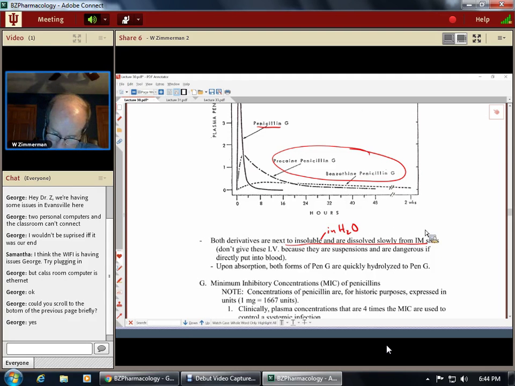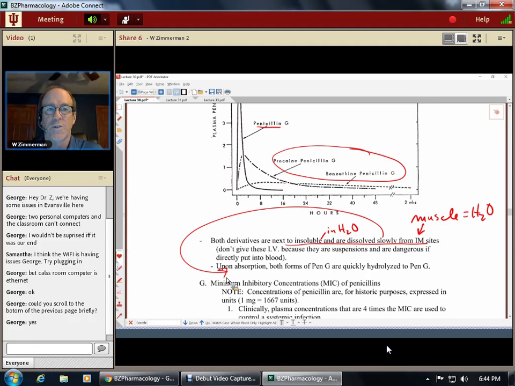And you're putting them into an IM site. Muscle equals water. So you're putting something that's not soluble in water into a water compartment. You certainly can't give it IV because these are suspensions where the drug is in clumps, visible clumps. But upon absorption, these suspensions will very, very slowly dissolve into the water of muscle. Slowly dissolve from the IM sites, and once they're dissolved, they'll get absorbed.